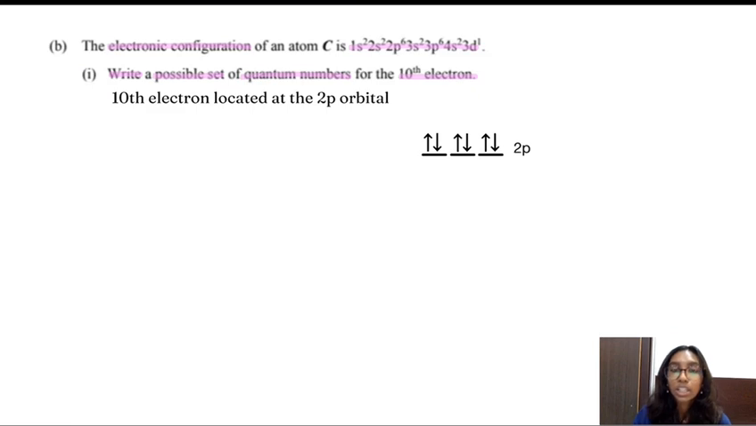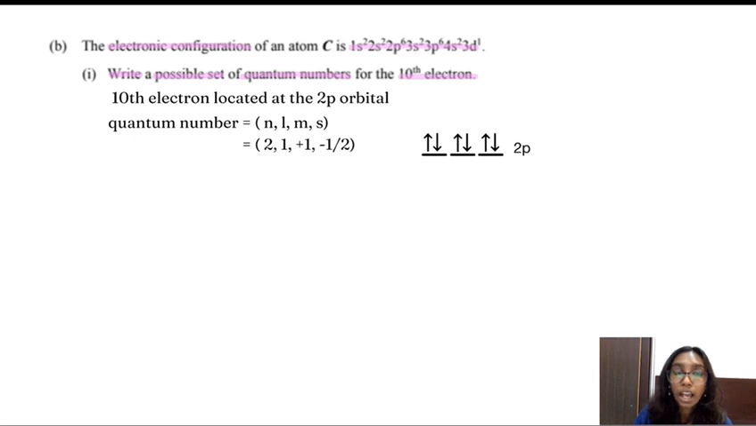What are the orders? So this is the order that we follow to write the quantum numbers, which is principal quantum number first, and then the angular momentum quantum number, then the magnetic quantum number, then lastly the electron spin quantum number. Now the principal quantum number corresponds to the energy level of the electron. Since the 10th electron is located at the 2p orbital, thus n is equal to 2. Now when an electron is in the p orbital, that means its l is always equal to 1, because the angular momentum quantum number refers to the shape of the orbital.